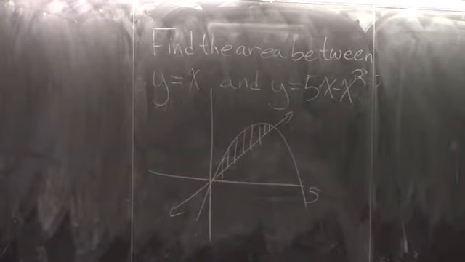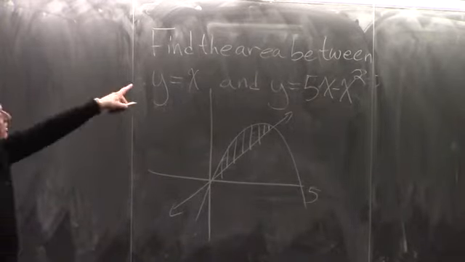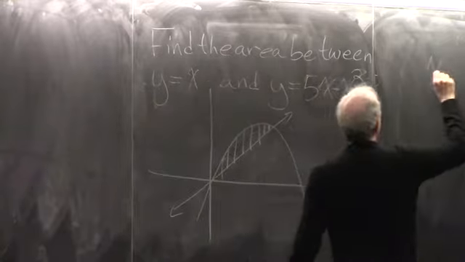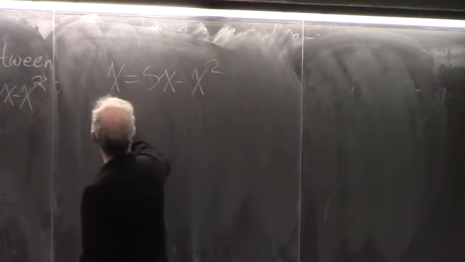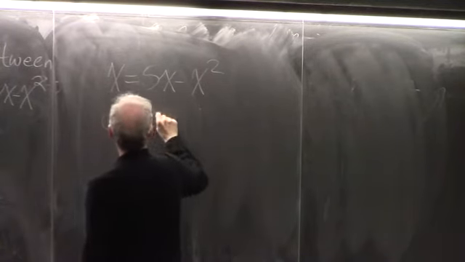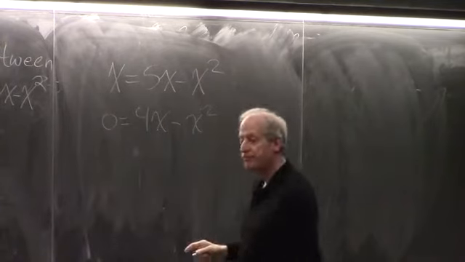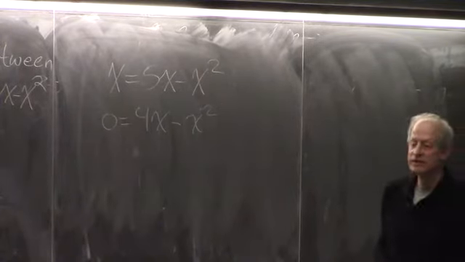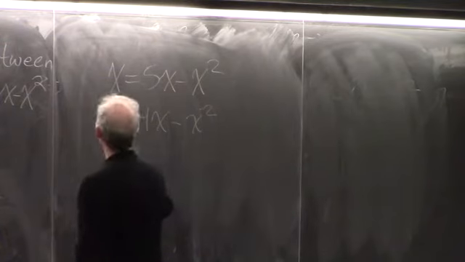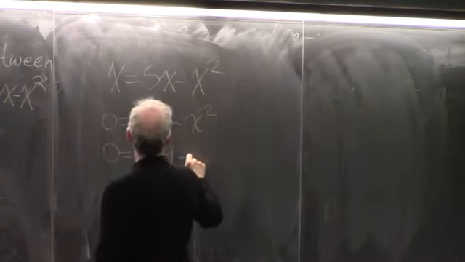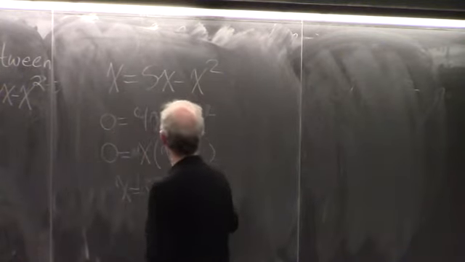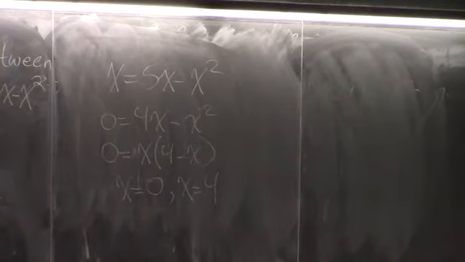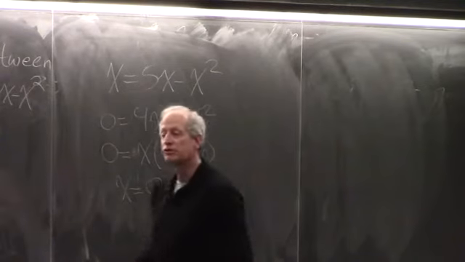Okay. Now we have to find where they intersect. So they intersect where these two equations are equal to each other. So where x equals 5x minus x squared. Subtract x from both sides. You get 0 equals 4x minus x squared. Pull out an x. So this is where x equals 0, or x equals 4. So you're slicing from 0 to 4.